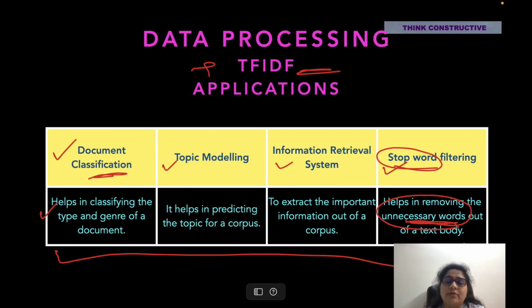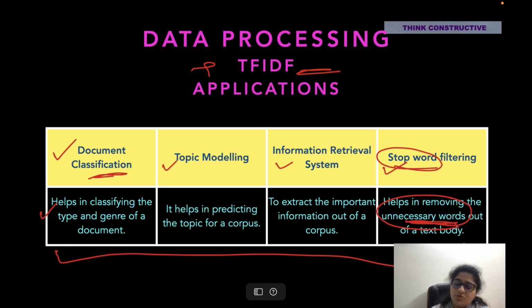So TFIDF is the combination of term frequency and inverse document frequency. We covered term frequency. Then for understanding inverse document frequency, we first covered document frequency and then inverse document frequency, their calculations, their examples, followed by the TFIDF applications.